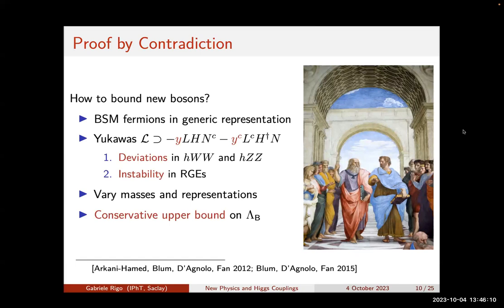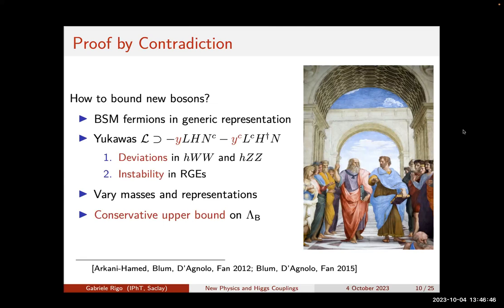I also want to highlight that this similar logic has also been used in these papers, which were from a few years ago, where Raffaele was also involved. The difference mainly is that they were not as generic with the representations that they were choosing for the new fermions. So they were not, as a consequence, as model independent as we were in this paper. And also they were focusing on different couplings, so not HWW and HZZ. And I will explain why the couplings that we focus on in this specific paper are particularly interesting.